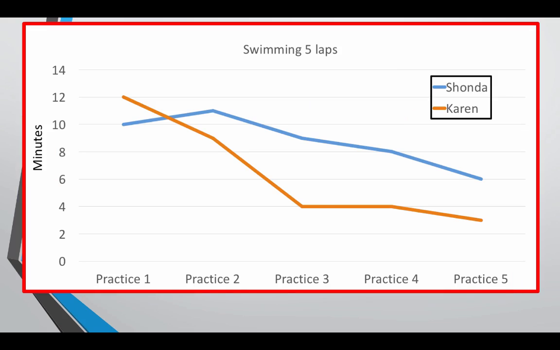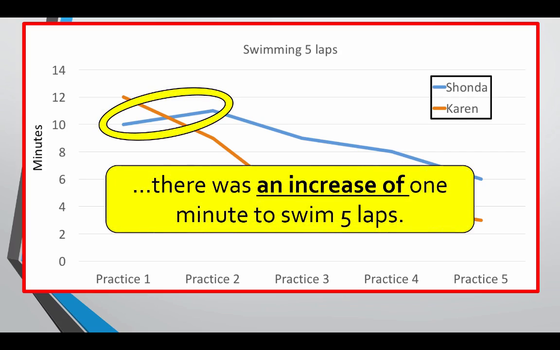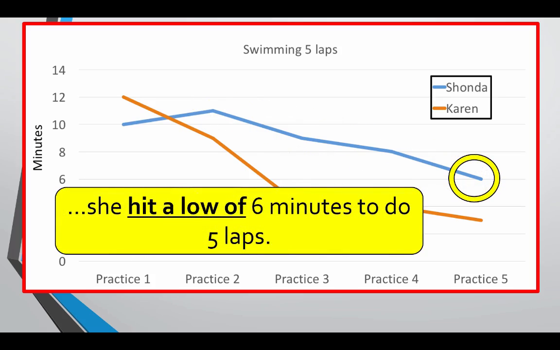Speakers will often use language of change to describe line graphs. For Shonda, between practice 1 and 2, there was an increase of 1 minute to swim 5 laps. However, from practice 2 to practice 5, there was a steady decrease of time it took to finish. By the 5th practice, she hit a low of 6 minutes to do 5 laps.